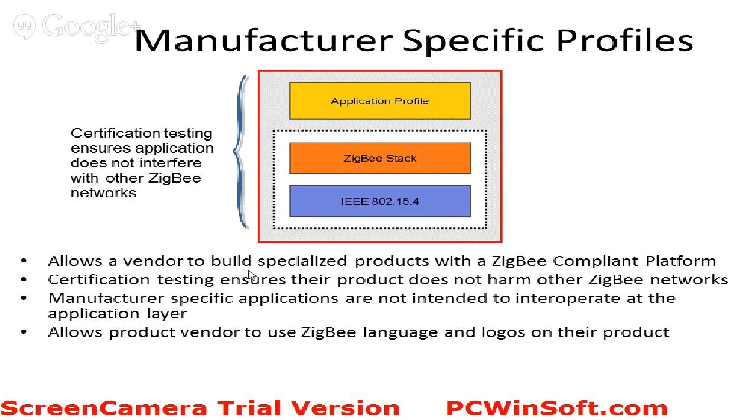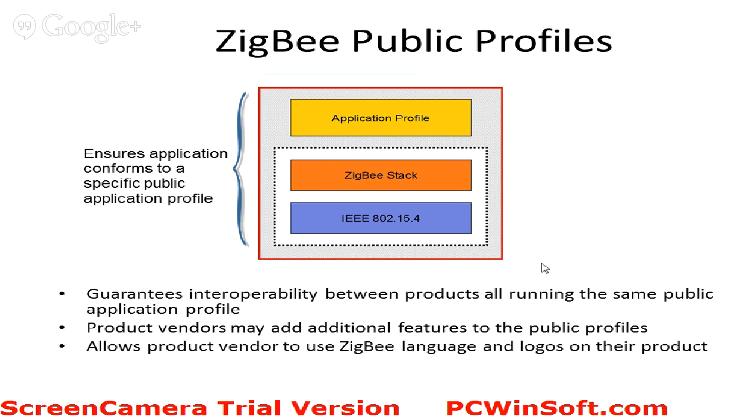Now this is the case of manufacturer specific profiles, and the product will be called Zigbee compliant. And when a profile is also defined and given by the Zigbee Alliance, then the product is called a Zigbee logo product. A product that also uses the Zigbee application profile will be called a Zigbee logo product.